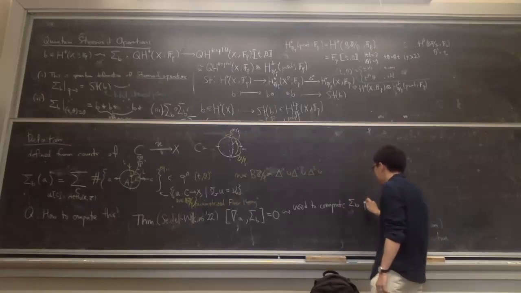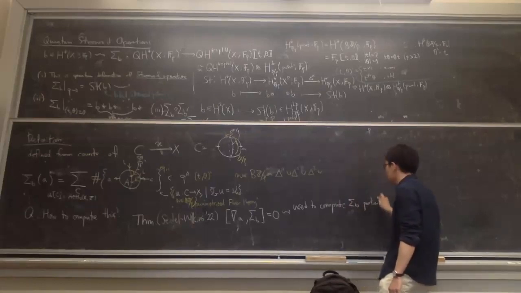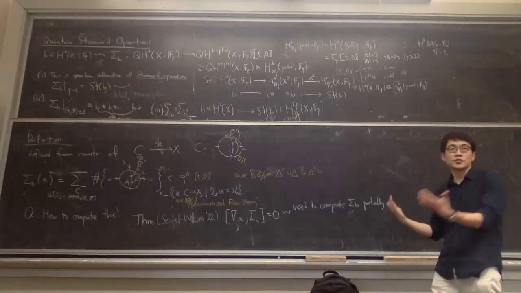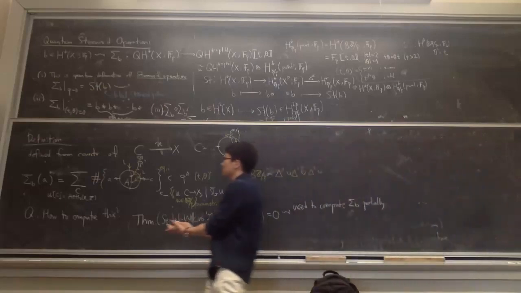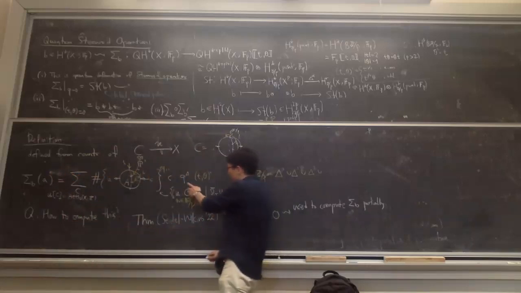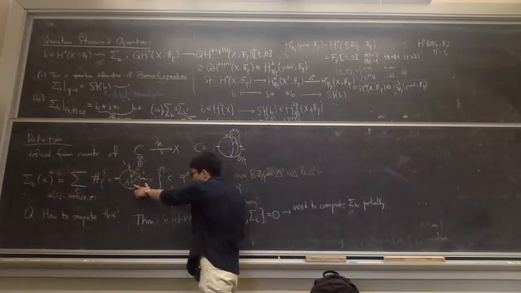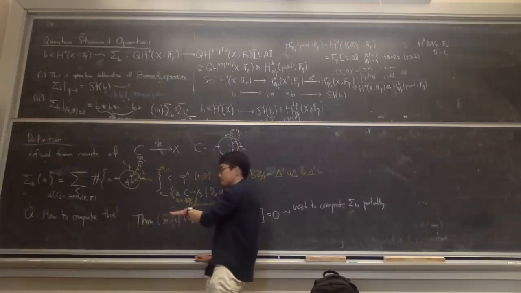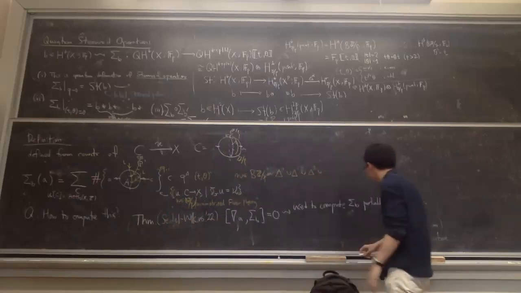sigma b partially. This relation is not enough to constrain my operation sigma b so that it is actually determined, but maybe you can determine the counts for the cases where the degree of the holomorphic curve is small. So it gives you some kind of partial computation.